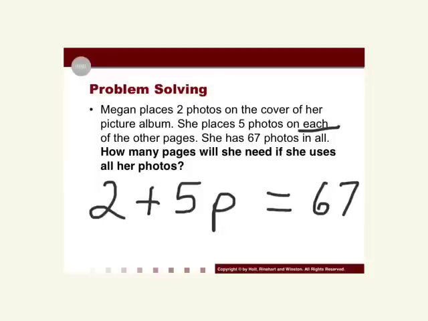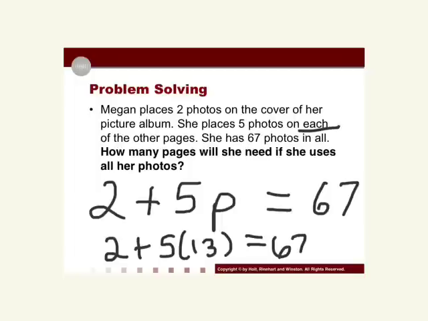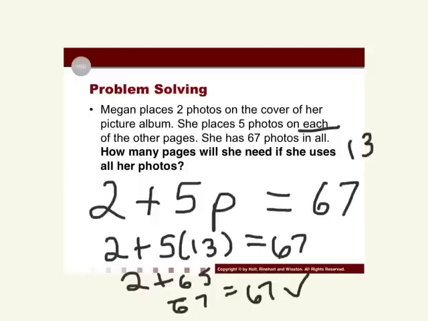So we're going to use guess and check. If I think of maybe checking to see if 10 works, well 5 times 10 is 50 plus 2 is 52. So that doesn't quite work. So I'm going to use 12. 5 times 12 is 60 plus 2 is 62. Nope. But I'm going to try 13. So 2 plus 5 times 13. See if that equals 67. So 2 plus 65, that is 67 equals 67. It checks. So she's going to need 13 pages to be able to use all her photos.